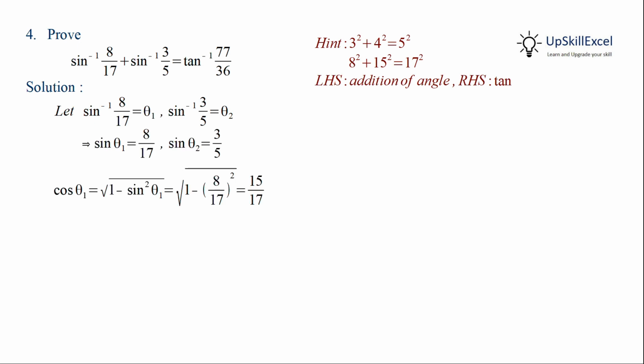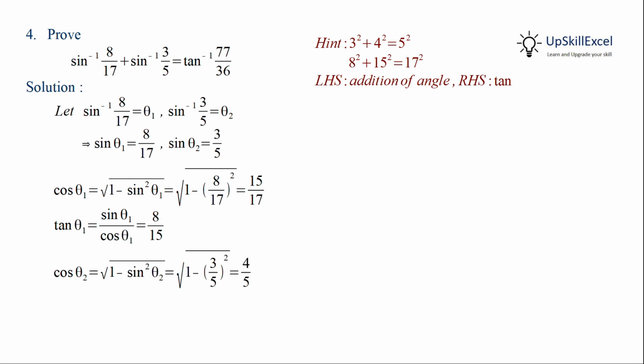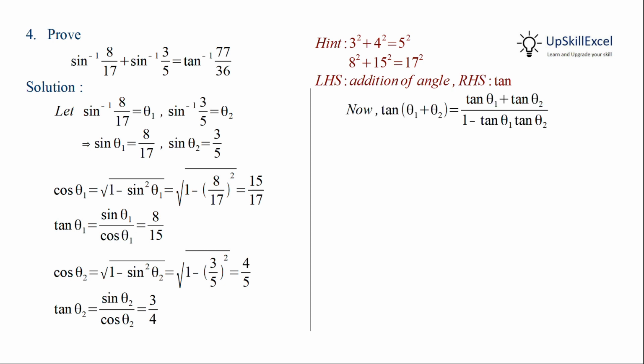Then we can find out the other angles, that is cos theta 1, tan theta 1 and cos theta 2, tan theta 2. So the left hand side is theta 1 plus theta 2. So for the right hand side we start by calculating tan theta 1 plus theta 2. We already have values of tan theta 1 and tan theta 2. We can substitute it to get 77 by 36.